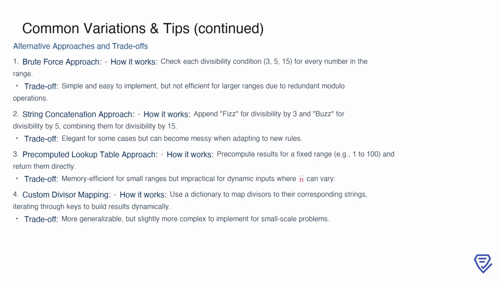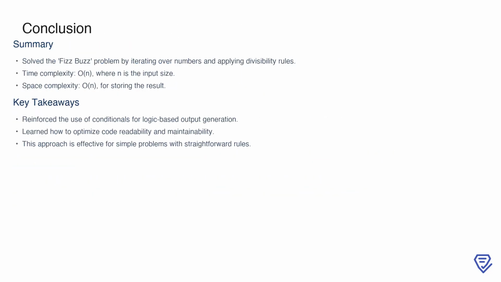Finally, the custom divisor mapping approach uses a dictionary to map divisors to their corresponding strings and iterates through the keys to build results dynamically. This method is highly adaptable to new rules but can be more complex to implement, especially for small-scale problems. Each approach has its strengths and weaknesses, so it's important to choose the one that best fits the problem's requirements and constraints. Great job! To summarize, we solved the Fizz-Buzz problem by using efficient loops and conditional statements.